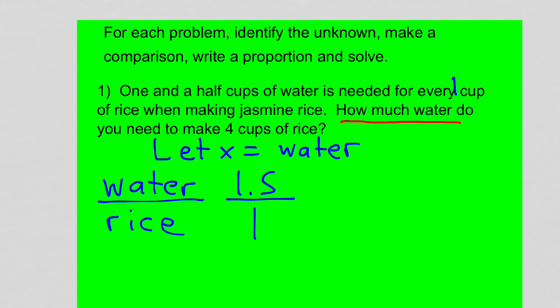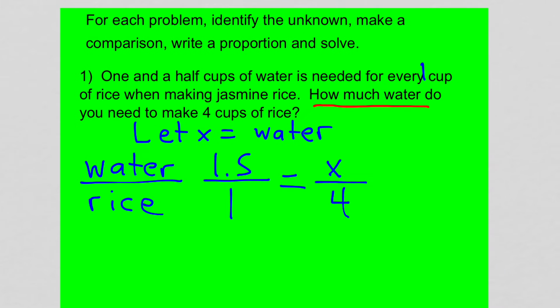That's our first ratio. Now our second ratio is going to include the unknown. It's going to include the variable. We want to know water. Since we said water is the top of our ratio, let's put x on top. So we want to know how much water is needed for 4 cups of rice. So the second part of the ratio is x over 4. And this thing right here is called a proportion, two equivalent ratios. Now we're going to solve that.